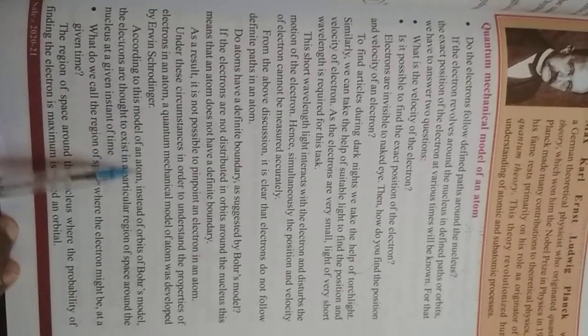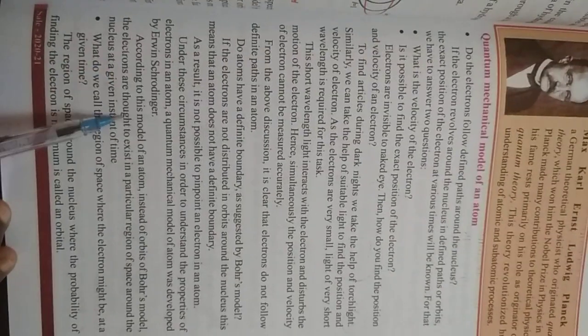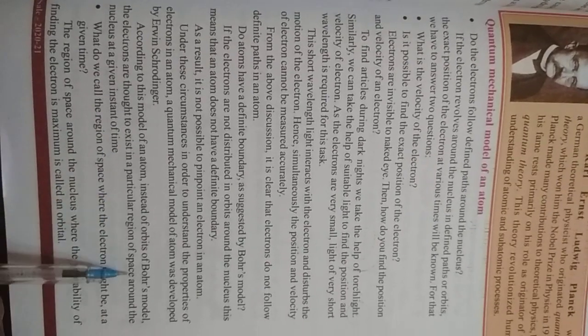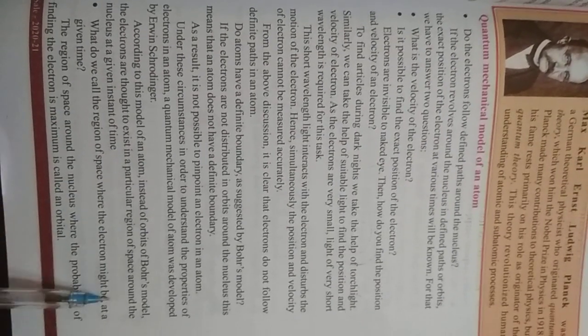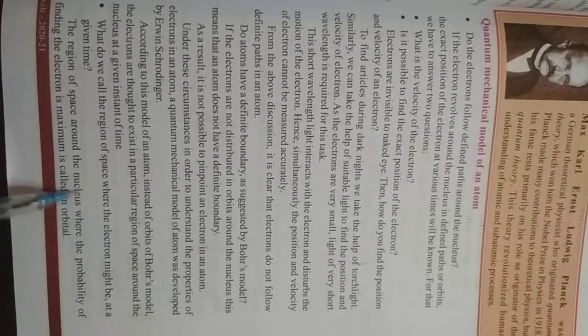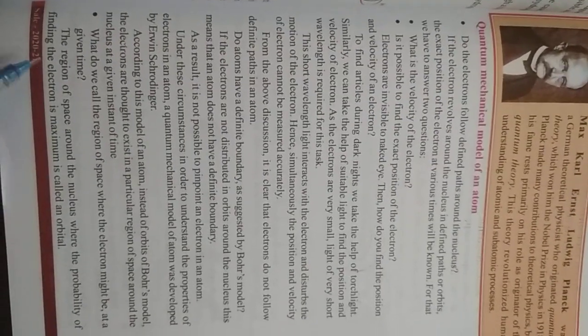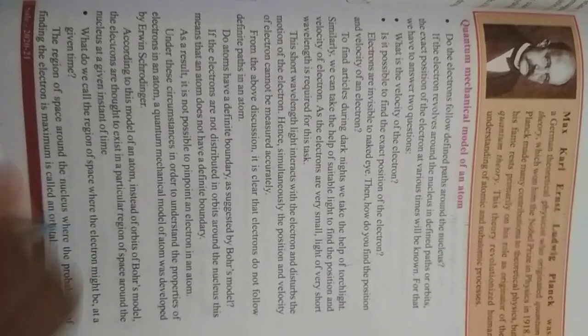According to this model of an atom, instead of orbits of Bohr's model, the electrons are thought to exist in a particular region of space around the nucleus at a given instant of time. What do we call the region of space where the electrons might be at a given time? The region of space around the nucleus where the probability of finding the electrons is maximum is called an orbital.